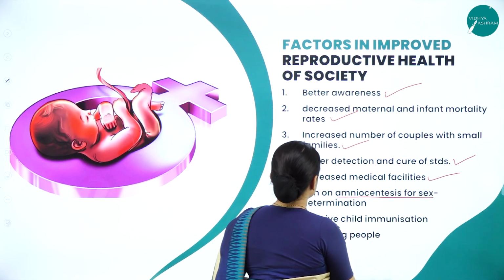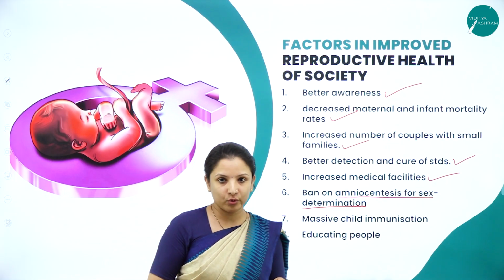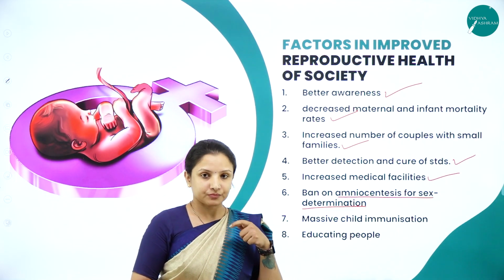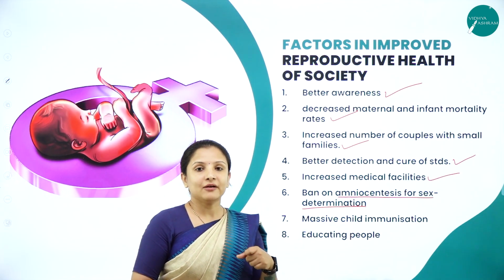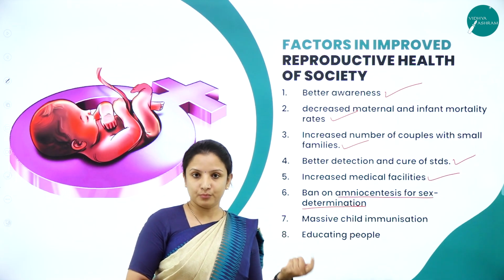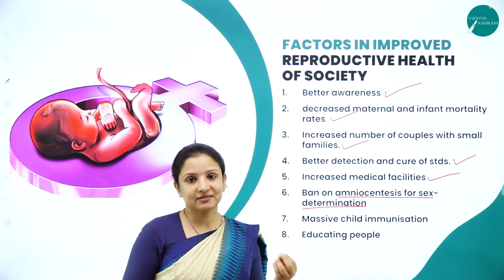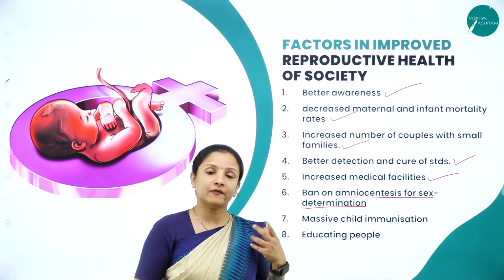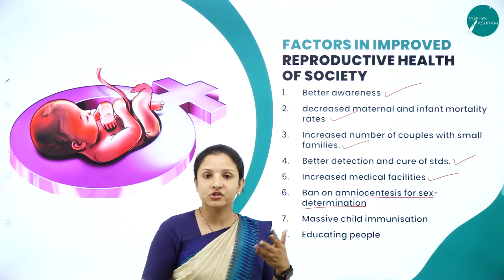Next is the ban on amniocentesis for sex determination. In amniocentesis, they extract the amniotic fluid that surrounds the fetus inside the mother's womb, and from that they try to determine the sex of the child, whether it is a boy or a girl. Earlier, female feticide was too common, wherein once people got to know it was a girl child, they would get the child aborted.